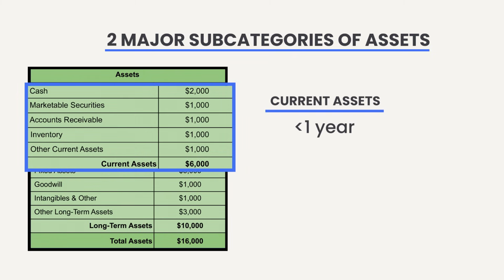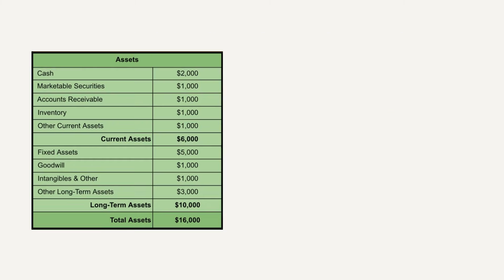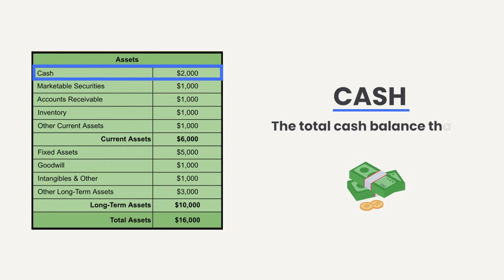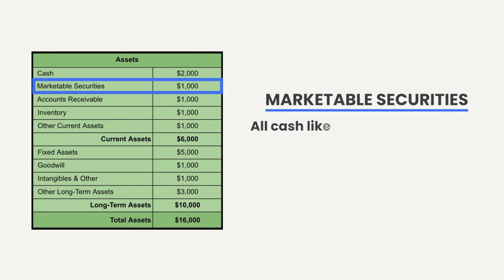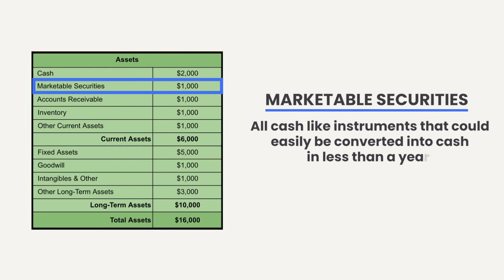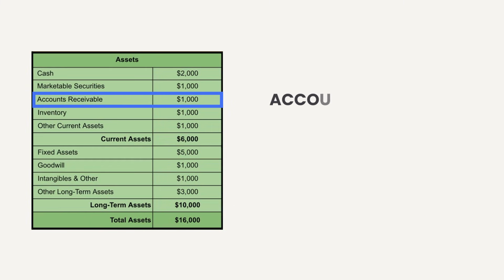Current assets are all assets that the company expects to use in less than 1 year. The top line item of the company's assets is cash, which is simply the total cash balance that a company has in its bank account. The next number you'll see is marketable securities, which are all cash-like instruments that could easily be converted into cash in less than a year, such as a CD held at a bank or a bond that matures in less than a year.